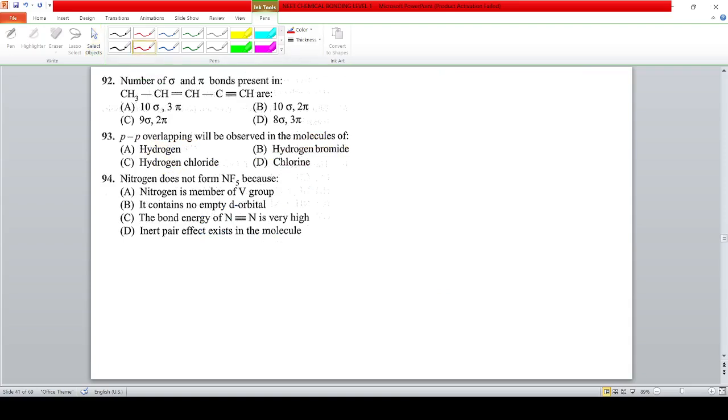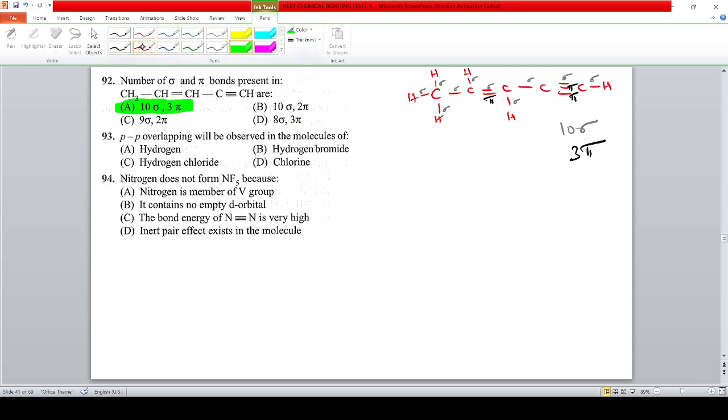Question number 92. The number of sigma bonds and pi bonds present in this molecule. First of all, write the molecule: CH3, CH double bond CH, C triple bond CH. Sigma: third one, fourth one, fifth, sixth, seventh, eighth, ninth, 10 sigma bonds. How many pi bonds? 1, 2, 3. 3 pi bonds. So 10 and 3. Option A.